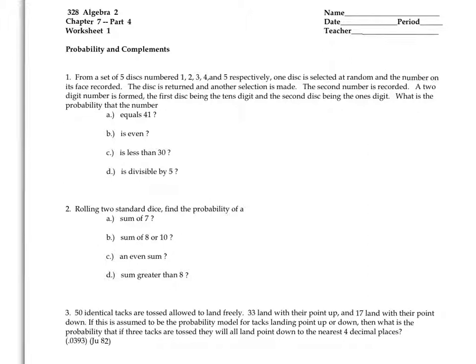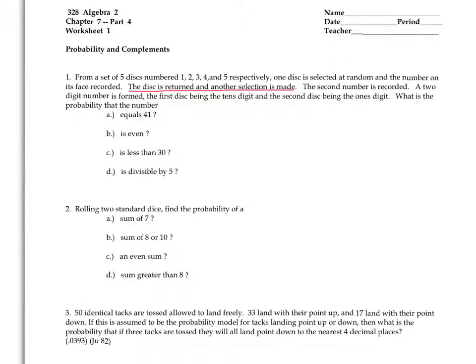From a set of 5 discs numbered 1, 2, 3, 4, and 5 respectively, one disc is selected at random and the number on its face recorded. The disc is returned and another selection is made. That's key. The fact that I am putting that back changes things up. The second number is recorded. A 2-digit number is formed, the first disc being the tens digit and the second disc being the ones digit. What is the probability that the number equals?